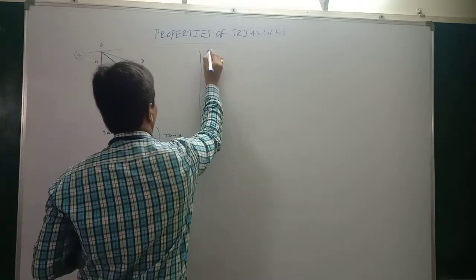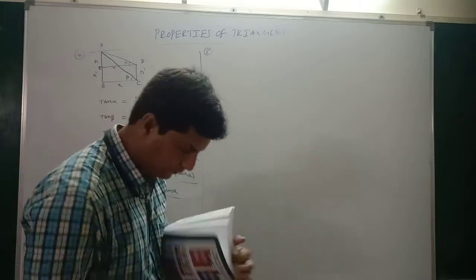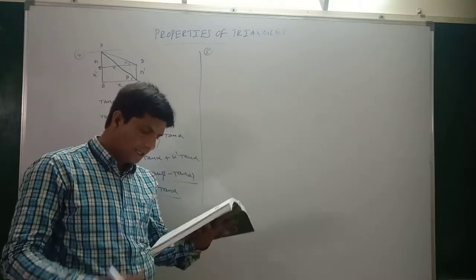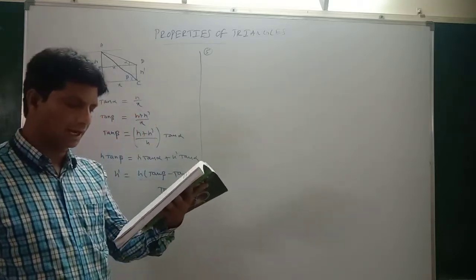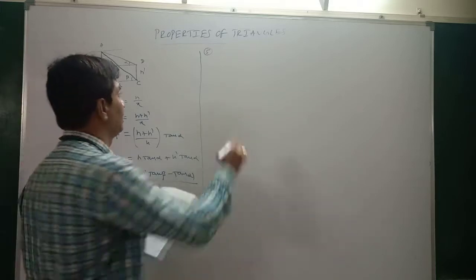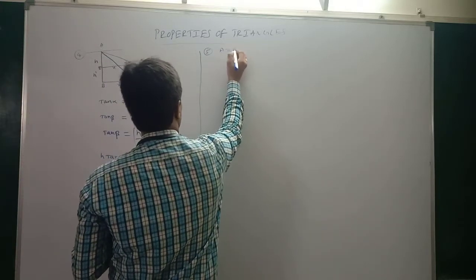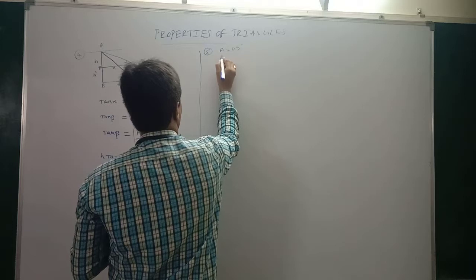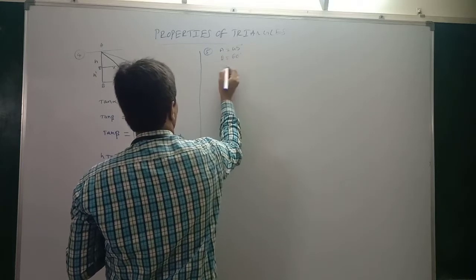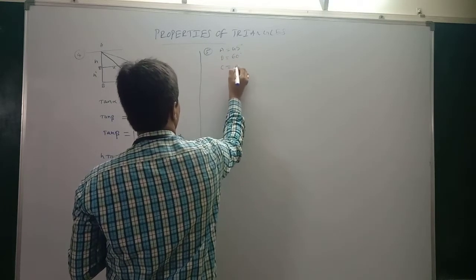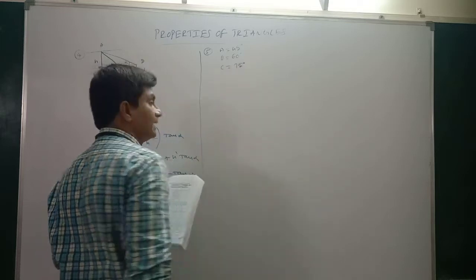This is problem number 4. Next, problem number 5. If two angles of a triangle ABC are 45 degrees and 60 degrees, let us take any two angles. For example, I am making A equal to 45 degrees, B equal to 60. If you take A equal to 45, B equal to 60, C is obviously what? 75 degrees.